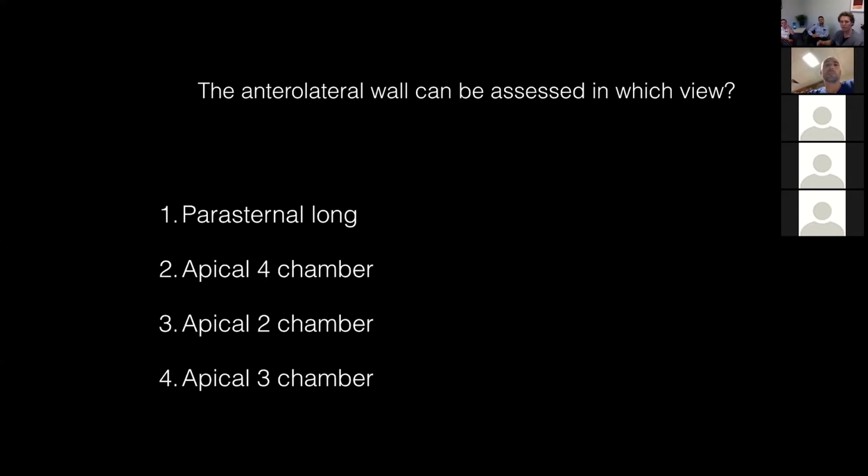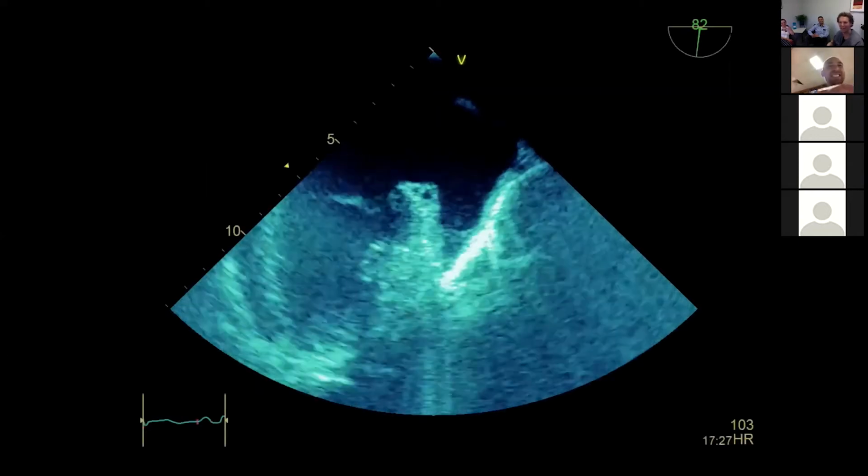Okay, Lewis, the anterolateral wall can be assessed in which view? 1, 2, 3, or 4? Are you on that, Lewis? What are you thinking? Sorry, on mute. 2. 2, before I jump in. Beautiful. I was very quick, just so you know. Nice. All right, Lewis, stick with it.